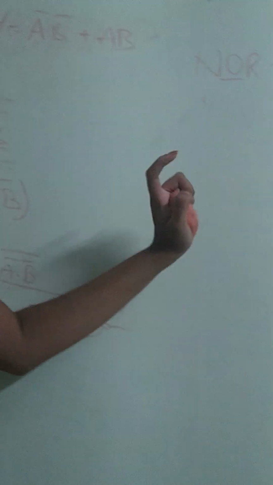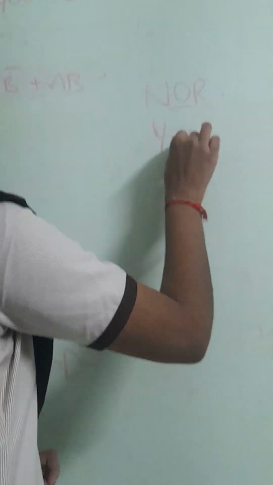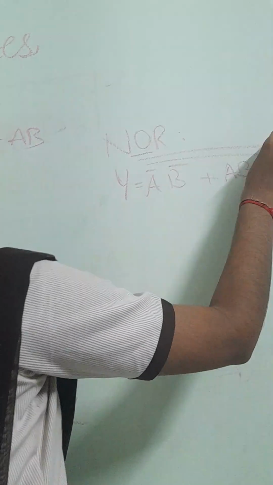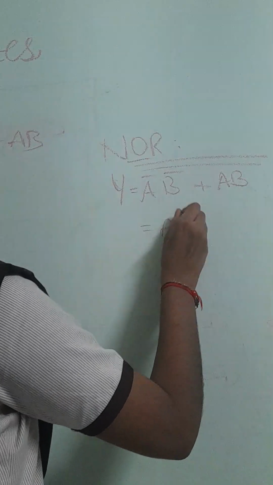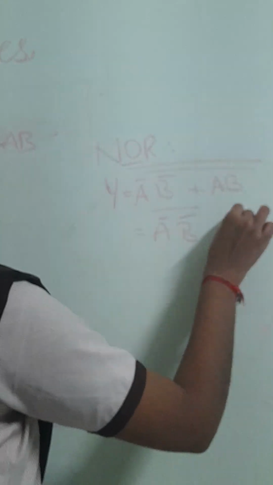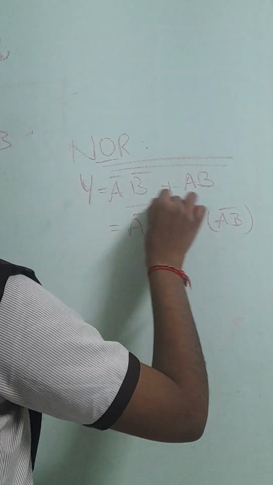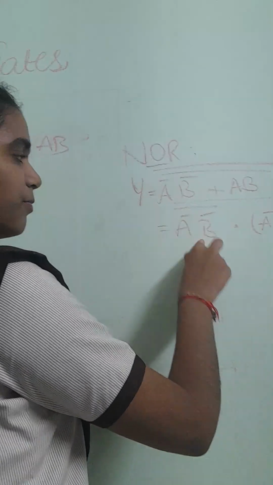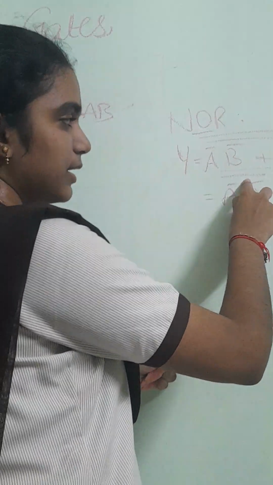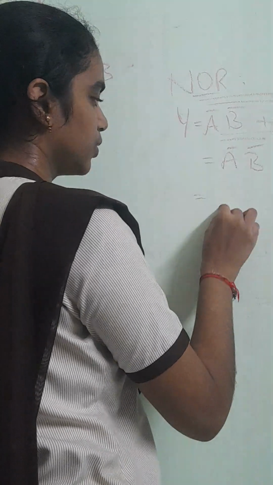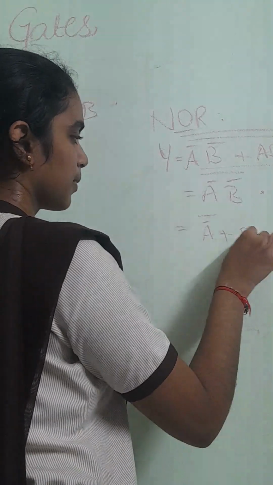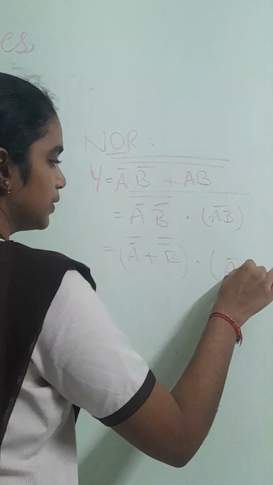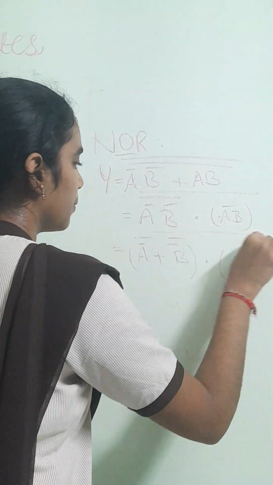Now let's see the same thing with NOR gate. So Y is equal to A bar B bar plus AB double bar. So which is equal to A bar B bar whole bar into AB bar whole bar. So what I am doing, this is of a form AB bar. So we can write this as A bar plus B bar. So A bar plus B bar into same thing here also A bar plus B bar whole bar.